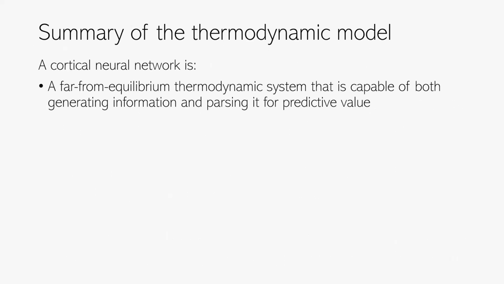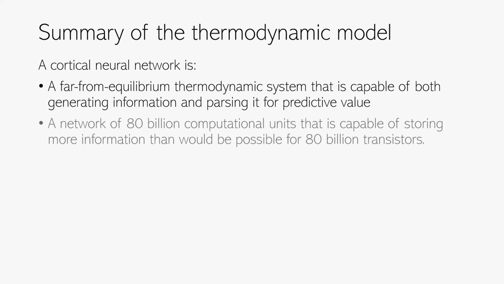So, in summary of the thermodynamic model, we have a far from equilibrium thermodynamic system that's capable of both generating information and parsing it for predictive value. That allows us to move from a prior probability density to an optimal system state in the present context, and then evolve a new probabilistic state from there.